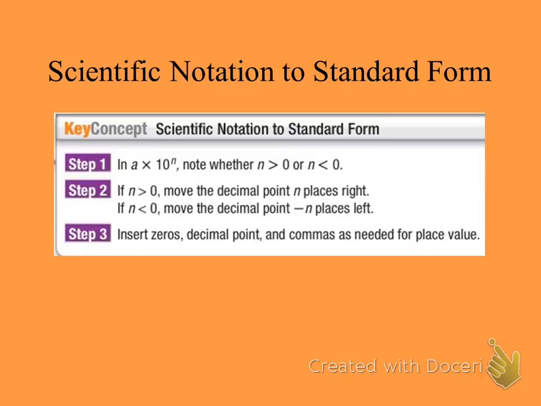Real quick, going the other way then. That's your steps for that. It's basically the same; you just go with it in reverse. If a times 10 to the nth power, know whether n is bigger or less than 0. If n is bigger than 0, you're going to move to the right. If n is negative, you're going to move it to the left. If you're positive, you move to the right to make your number bigger. If you're negative, you move to the left to make your number smaller. Put in zeros where you need be.